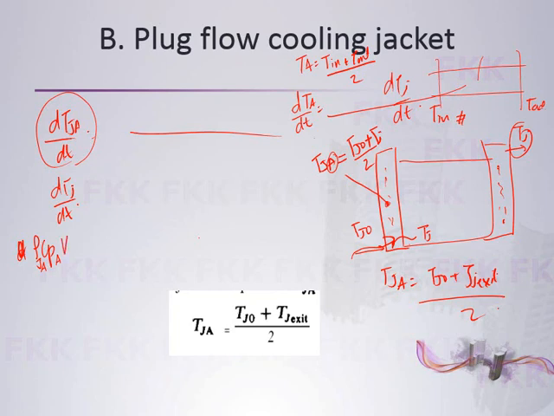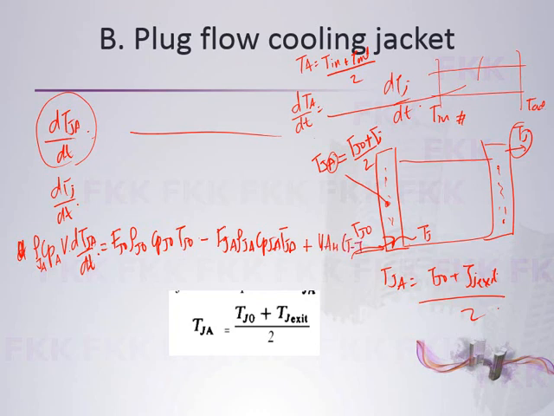V, where V is the volume, which is constant, dTJA on dt equals to FJ0 rho J0 CPJ0 TJ0 minus FJA rho JA CPJA TJA. Then the heat received, plus UA(T minus TJA).